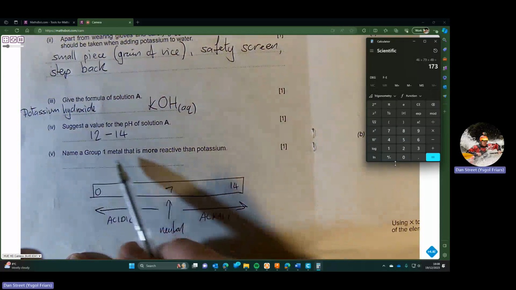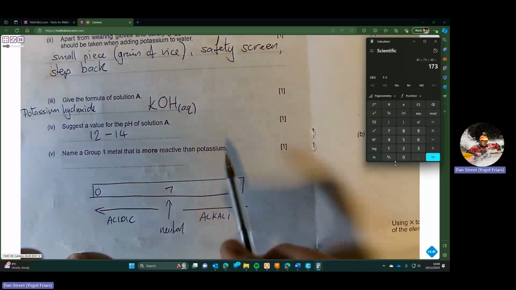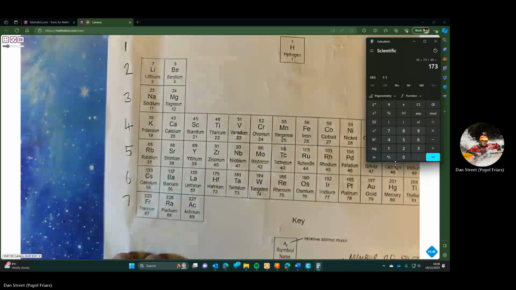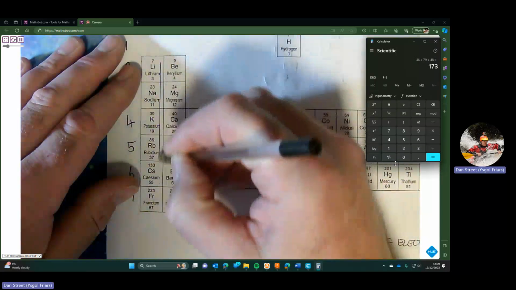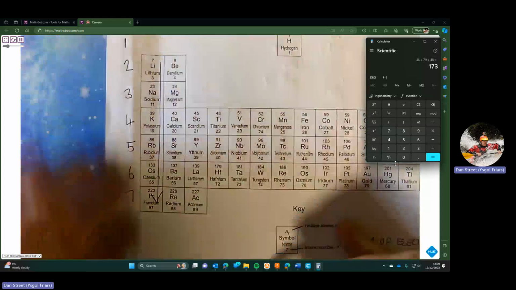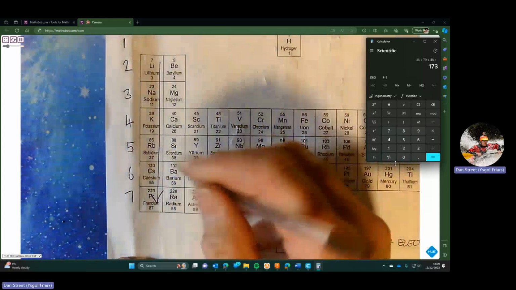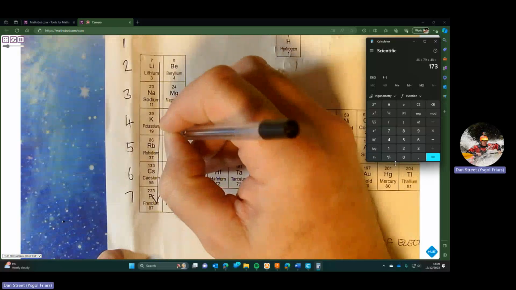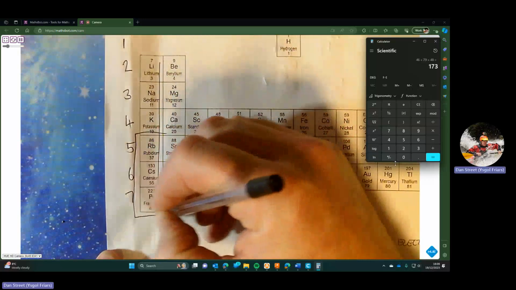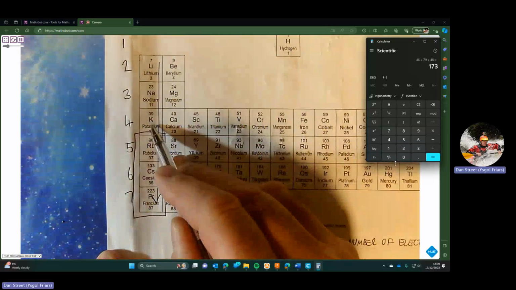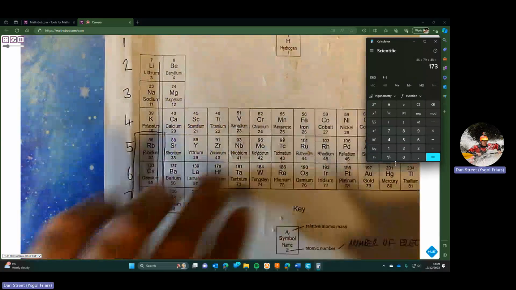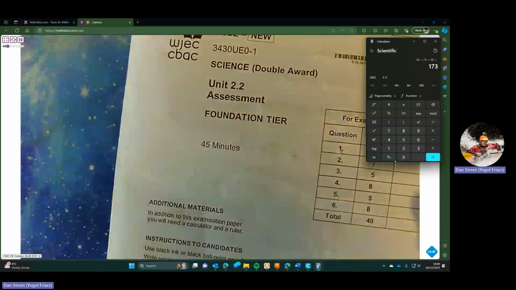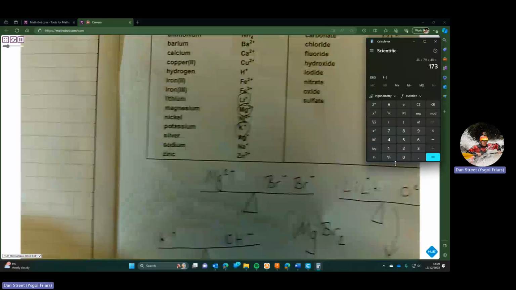Then it asks you to name a group 1 metal that is more reactive than potassium. Okay, so if we have a look at our periodic table, we need to remember that the group 1 metals become more reactive as you go down the group. Okay, and again, you need to remember that. And so any of these three would be acceptable, because there is potassium, rubidium, cesium, or francium would get you the mark there. They're all more reactive than potassium.